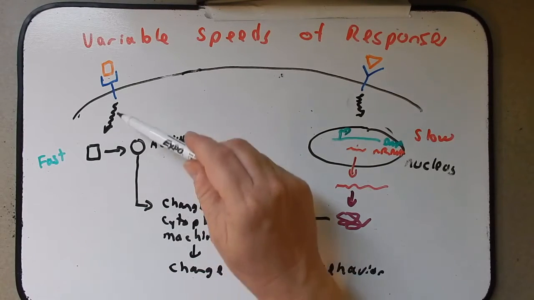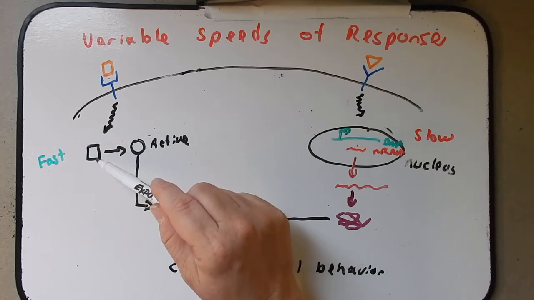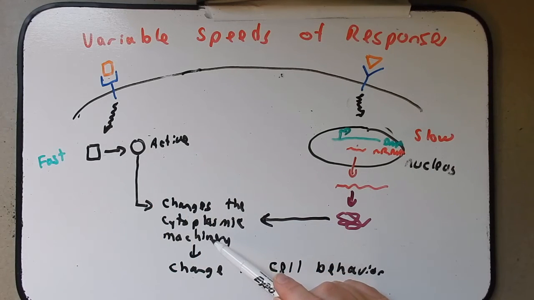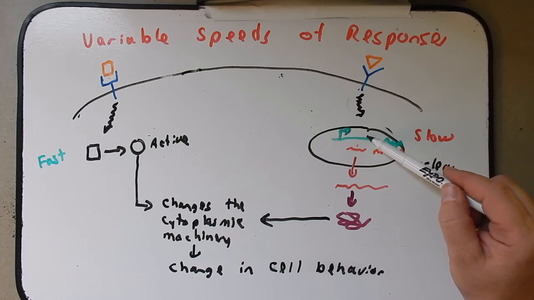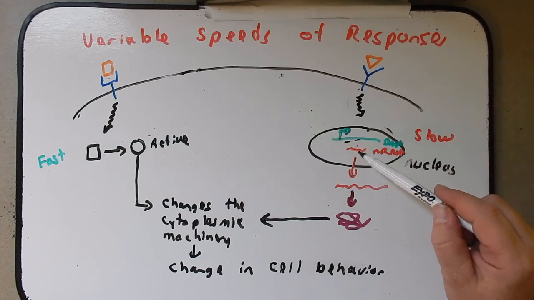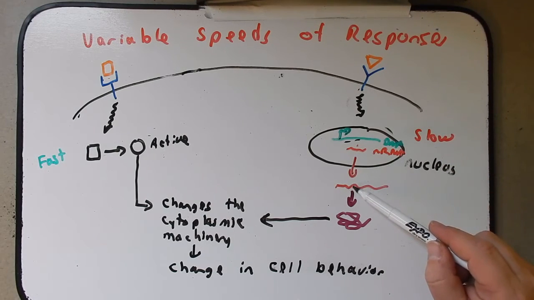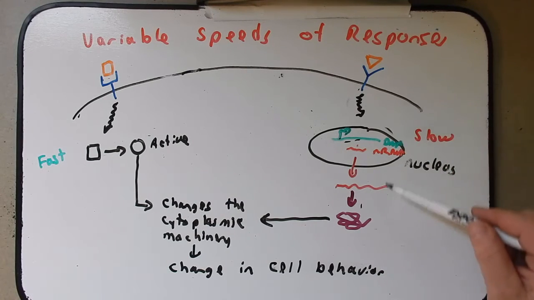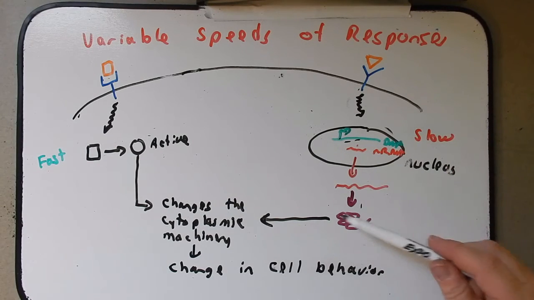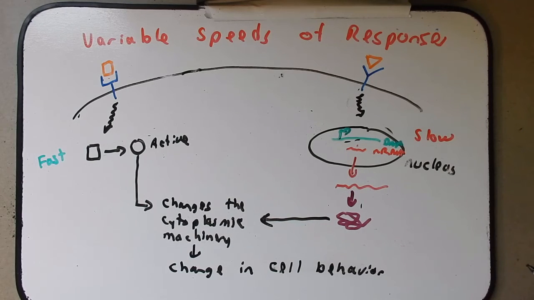But you can see here how this is going to be much faster, because this signal directly changes a protein, and now it can change the overall machinery of the cell. Here you have to enter into the nucleus, make the messenger RNA. The messenger RNA then is transported out of the nucleus and is converted into a protein. Many more steps here, many more time-consuming steps that must occur before we can change the overall cytoplasmic protein machinery. They both lead to a cell behavior change, but this just takes longer.